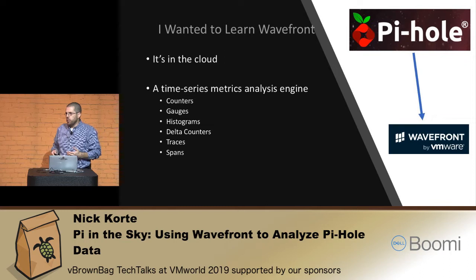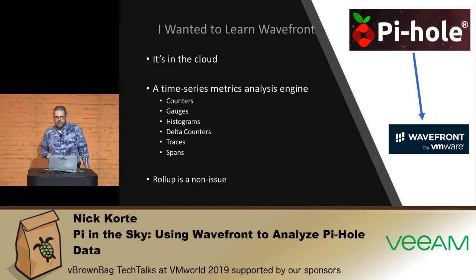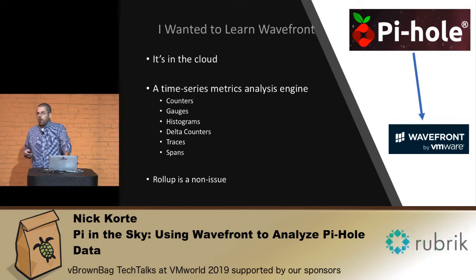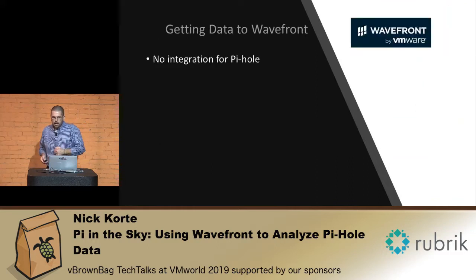Traces and spans are more for troubleshooting distributed applications, API calls that affect different services. That's just an idea. And there's no data rollup. Like in VROPS, you have data rollup over time. I get all the data I want. I can choose to roll it up with special functions. Again, how do I get there? How do I get the data in?